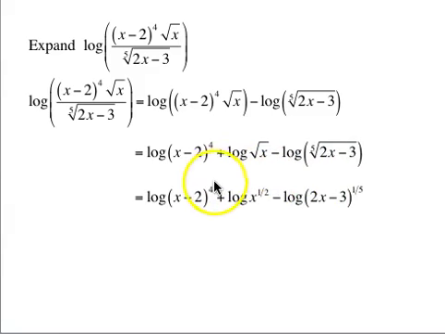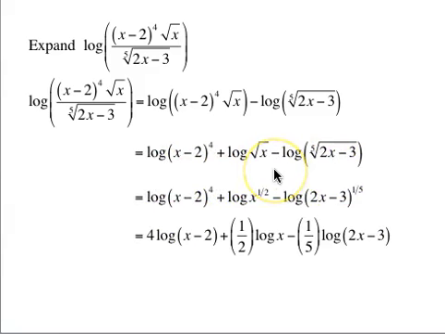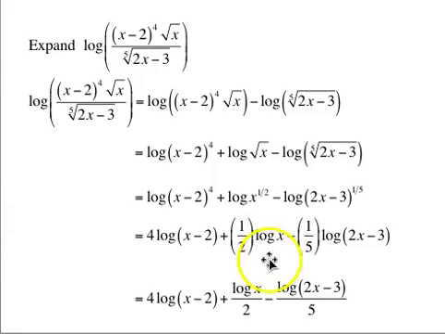Now I can pull all the exponents down in front, pull the 4 down in front, pull the 1/2 down in front, pull the 1/5 down in front. And we get 4 times log x minus 2 plus 1/2 log x minus 1/5 log 2x minus 3. Of course, 1/2 log x is log x over 2, and 1/5 of log 2x minus 3 is log 2x minus 3 over 5.